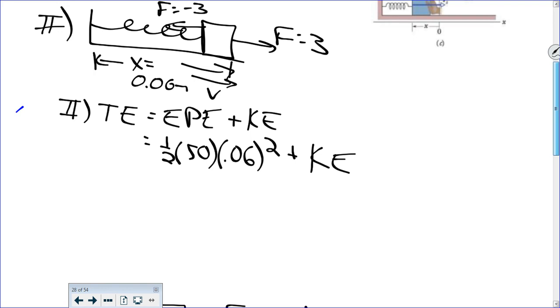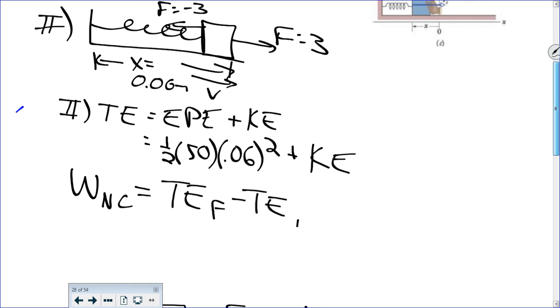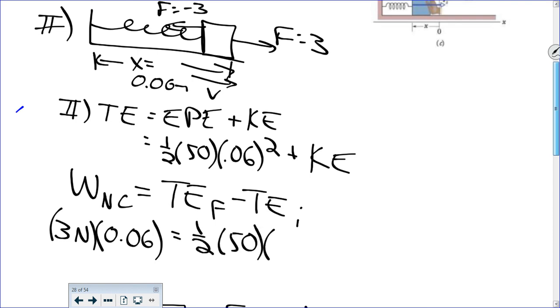All right, now, is the total energy at point 1 and point 2 equal? No. So, the work done by non-conservative forces should equal the difference in the total energies. So, the non-conservative force is the 3 newtons, right? What's my displacement between my 2 points, you guys? 0.06. Let's see, force is that way, displacement's that way, so everything's positive, we're gaining energy. That's got to equal 1/2 times 50 times 0.06 squared plus the kinetic energy, right? That's TE final minus 0. And then solve for your kinetic energy.